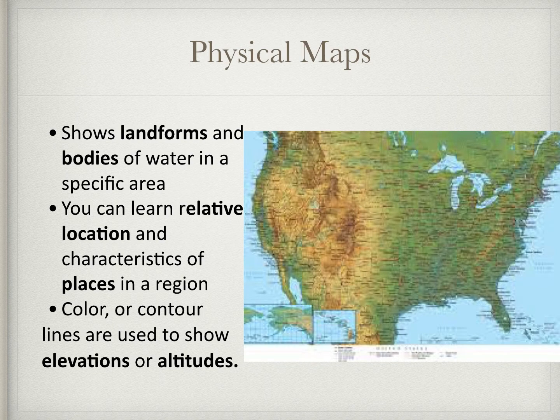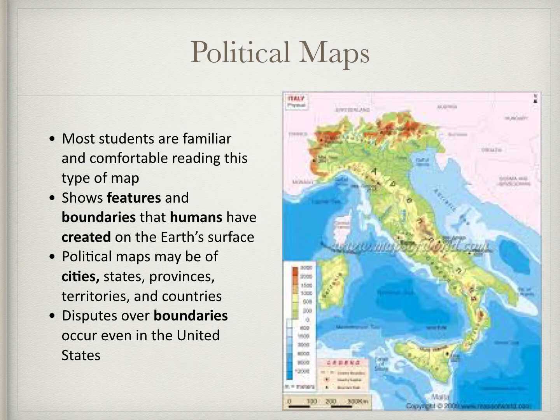Then there are a couple different types of maps. One is a physical map, and this just really shows the landforms and the bodies of water in a specific area. And then you also have your political maps, which are what you're probably the most comfortable with using because you see those ones the most. These show the real features and the boundaries of each of the countries, and also cities, capitals, and territories.